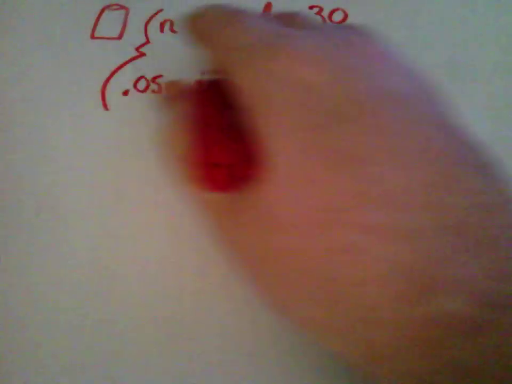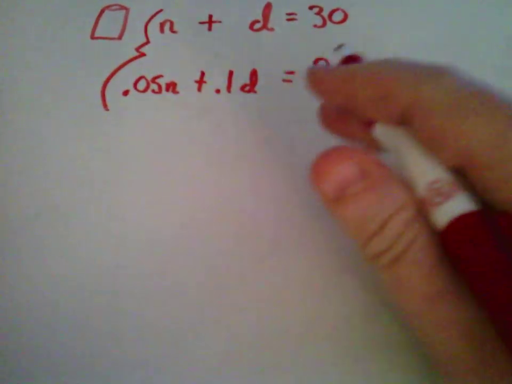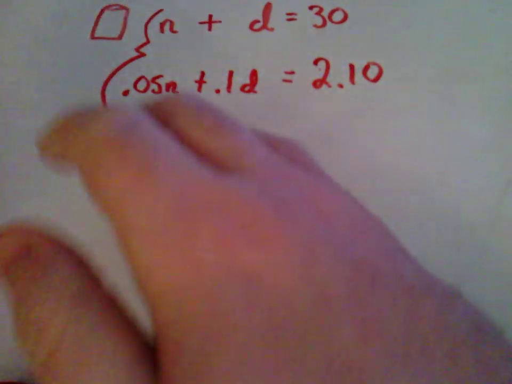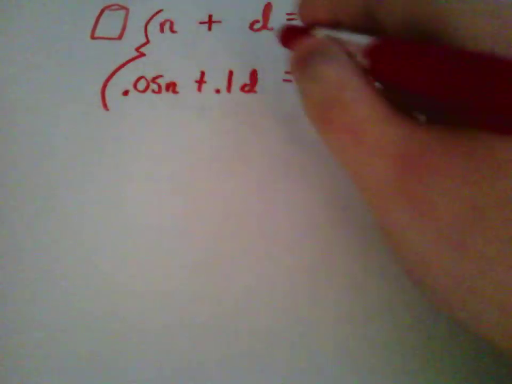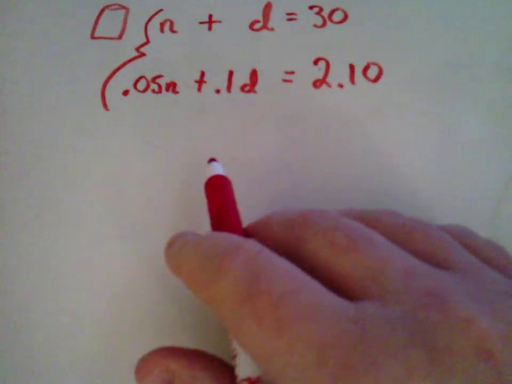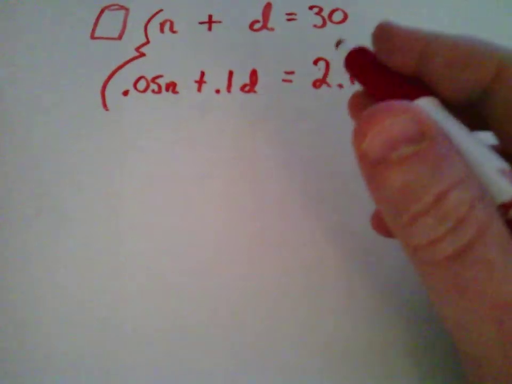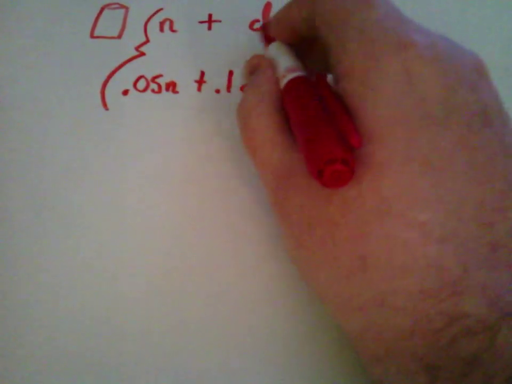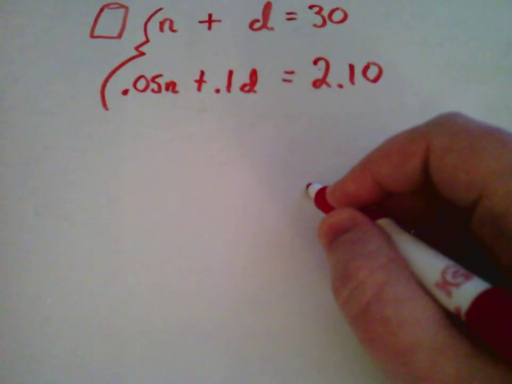And all that means is that we have two formulas that we can actually plot on a graph if we wanted to. These are equations that represent a line, and we would have an intersection somewhere so long as these lines weren't parallel. So let's go ahead and solve the system of equations. And in solving it, we're going to determine the number of dimes and the number of nickels in the jar.